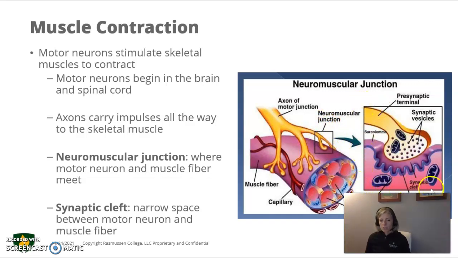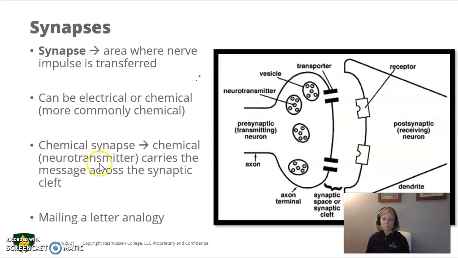If we look at the image on the right, this is a more zoomed-in view, and you can see that the axon and the muscle fiber come very close to one another, but interestingly, they never touch. There's always an open space between the neuron and the muscle fiber called a synaptic cleft. So now, not only do we have to get the message from the neuron to the muscle, but they don't even touch. How does that message jump across that open space?